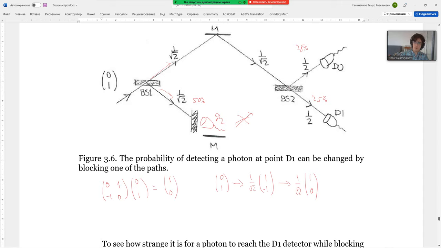You see that this vector is not normalized because there is only 50% of a photon here. That is why it is not normalized, because there is some third possibility to get the photon at D2. And then when we put this beam through beam splitter 2, we get 1/2, 1/1, 25% here, 25% here, because the probability is given by 1/2 squared and 1/2 squared. Okay.